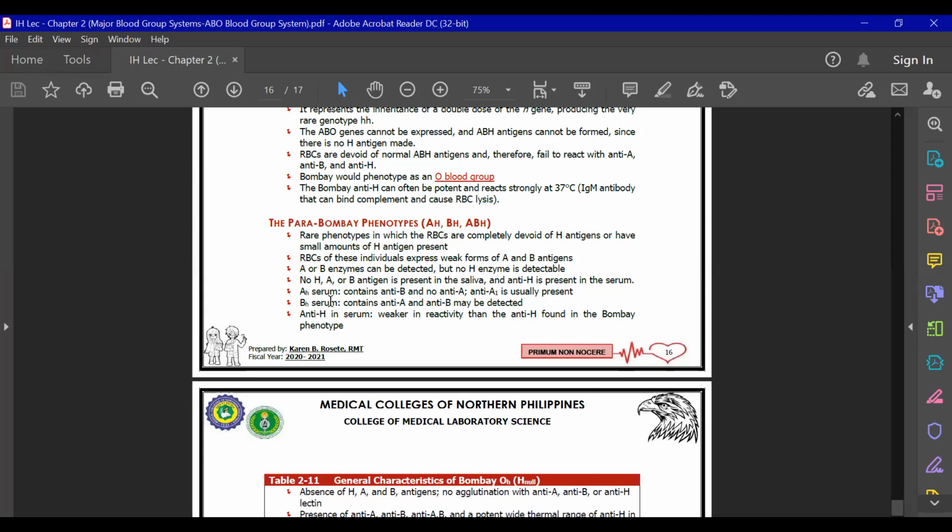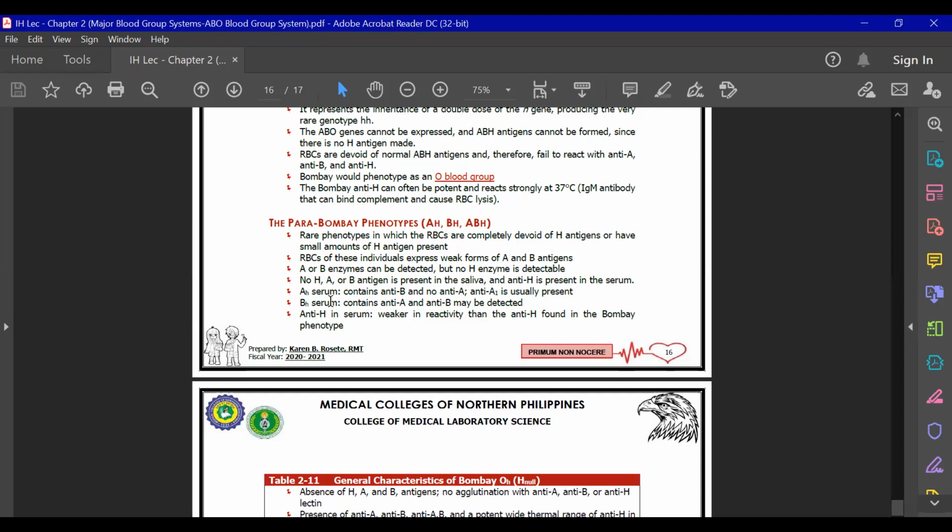It is possible, class, that your anti-B can be detected in the serum of individuals having your BH phenotype, because you have to understand, class, that in the red cells of these individuals having the Para Bombay phenotype, very small amount lang ang antigens na present. In this phenotype, the BH phenotype, ano ang present sa kanyang red cells? It is your B antigen. Tama? You agree with me? Yes po. So, dapat it is expected na wala dapat siyang anti-B in the serum or plasma.